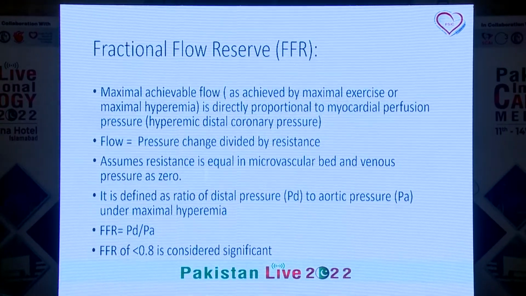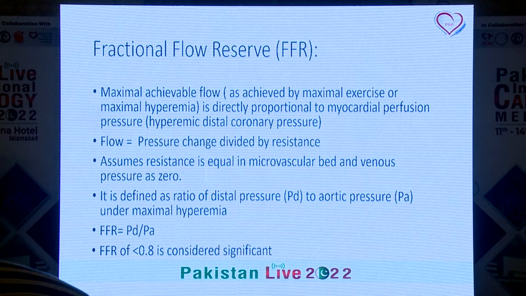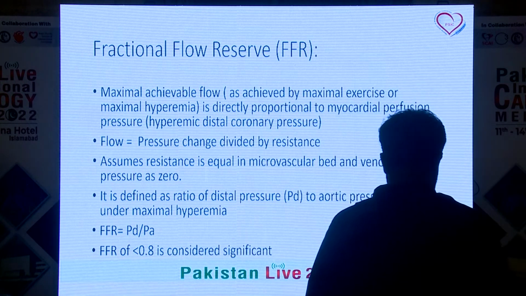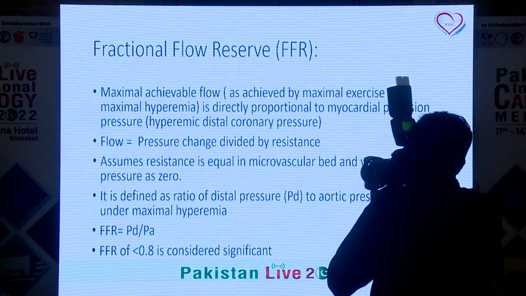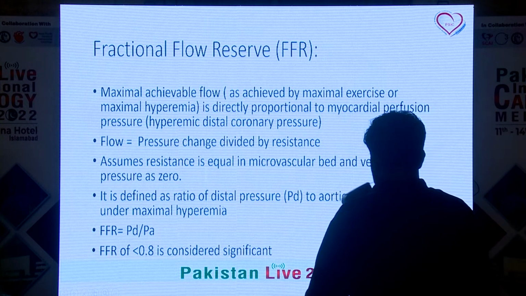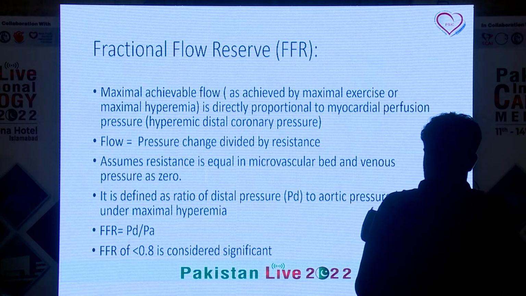So with fractional flow reserve, the concept is it is the maximal achievable flow as achieved by maximal exercise or maximal hyperemia, and it is directly proportional to the myocardial perfusion pressure, that is the hyperemic distal coronary pressure, and is based on constant flow. We know flow is pressure change divided by resistance. So you assume that the microvascular bed resistance is the same at both the points where you're measuring the pressures, and the venous pressure is 0. And in the end, what you're left with is just the pressure in the equation. The main thing that you need to remember is that Pd over Pa, which is distal pressure divided by the aortic pressure, at maximal hyperemia is your fractional flow reserve, and if it's less than 0.8, it is considered a hemodynamically significant lesion.